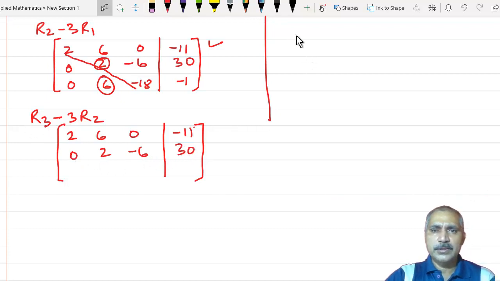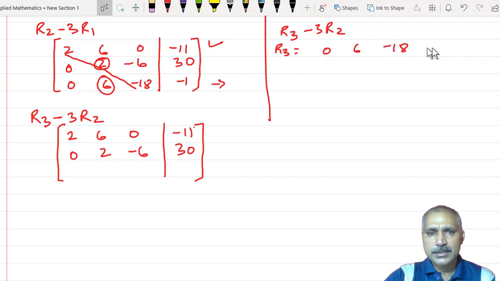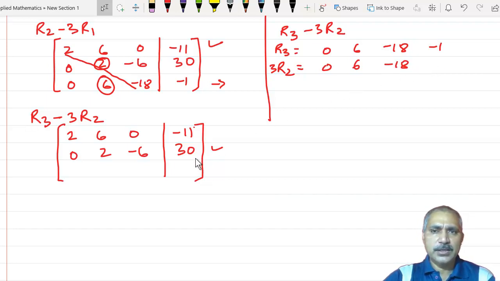Now we will be doing here the rough work for this calculation. Operation is R3 minus 3 times of R2. R3 elements we will write first, that is 0, 6, minus 18, minus 1, and 3 times of R2, we will be multiplying this by 3. So it is going to be 0 into 3 is 0, 2 into 3 is 6, and minus 6 into 3 is minus 18, and this one is 30, 30 into 3 will become 90.